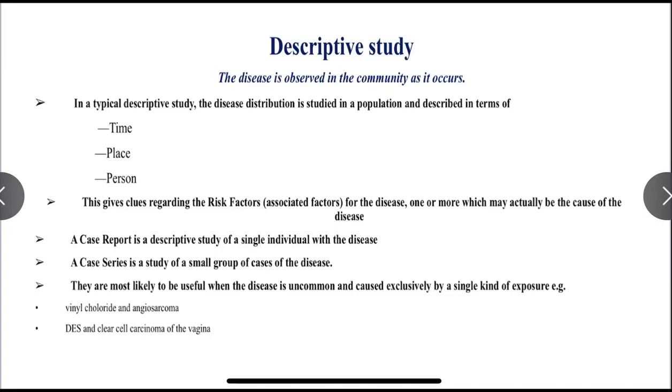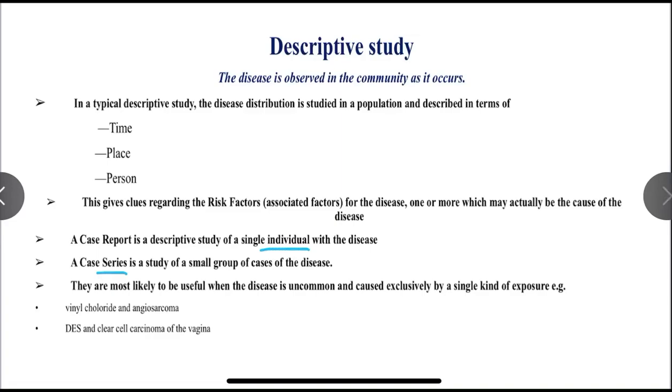It is also a type of descriptive study of a single individual. A case report is a descriptive study of a single individual with the disease. Then a case series is a study of a small group of cases of the disease. So in this we study a small group with the disease. Then actually a case series and case report may be the first to provide us a clue in identifying the disease.